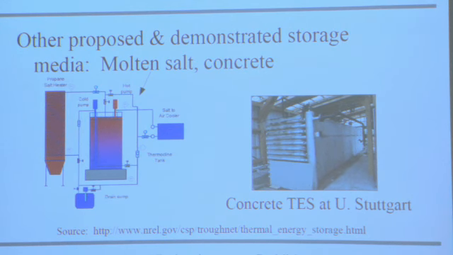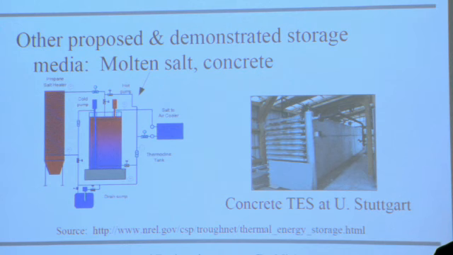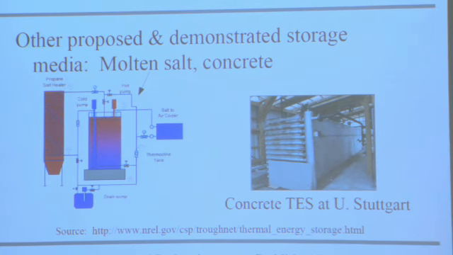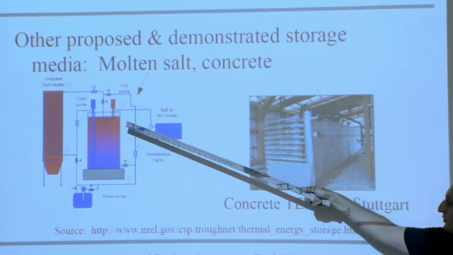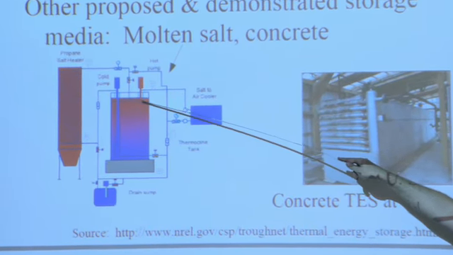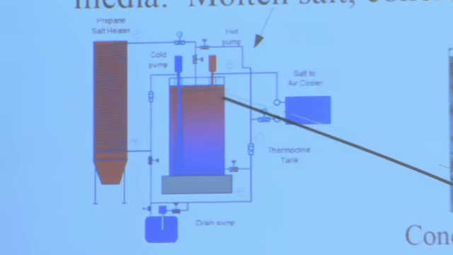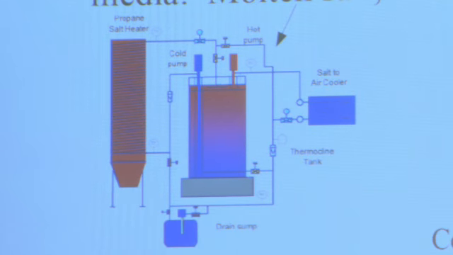Other examples of sensible heat, pipes in concrete. You can just have a giant block of concrete and run some pipes through it and heat up the block or cool down the block. And this is actually a test block from the University of Stuttgart. You can also have what's called a thermocline system, where you have hot molten salt, cold molten salt. It'll separate naturally as long as the thermal conductivity isn't too high.